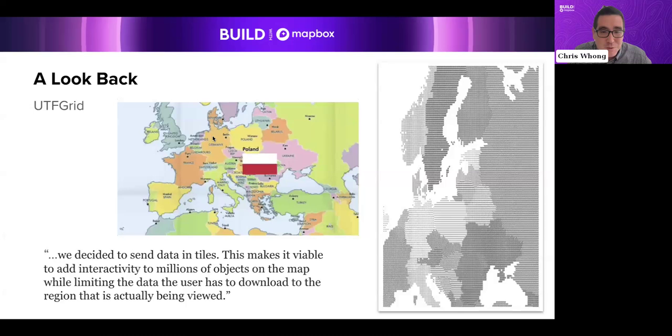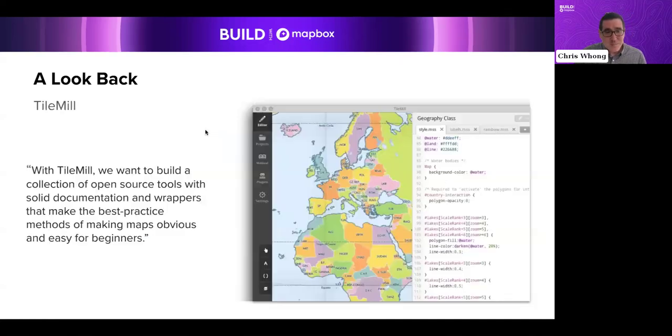UTF grid, this one's near and dear to me because we used it a lot at a company I used to work at. This is how we used to figure out where your cursor was when you were interacting with a map that was actually made of images. It was an invisible layer that covered the tile and helped us understand which one of the vector geometries you were mousing over at the time.